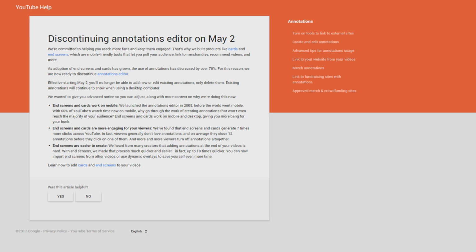Because I think that every time you remove something that even 40% of people on YouTube still use, you have to make up for it somehow. And if that's using the cards feature, then that is it. But it's kind of a bad move to remove something and not replace it with something else. So that's just my two cents.